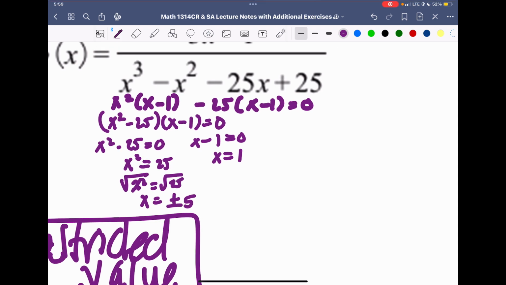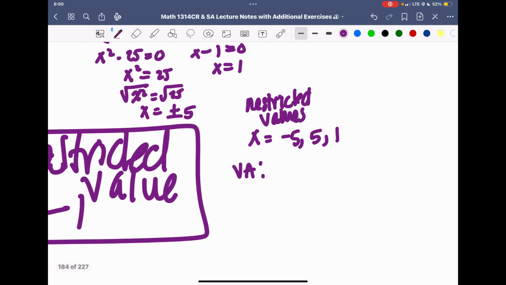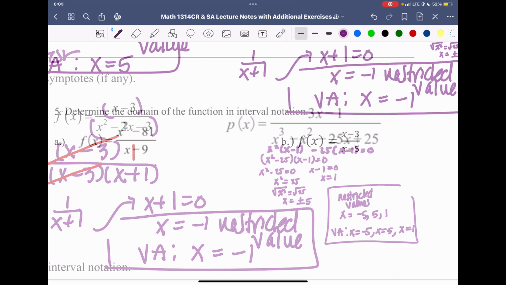So we're going to talk about restricted values first. The restricted values are x equals negative 5, 5, and 1. Our vertical asymptotes are also going to be the same: x equals negative 5, x equals 5, and x equals 1. That's our solution for that third example.